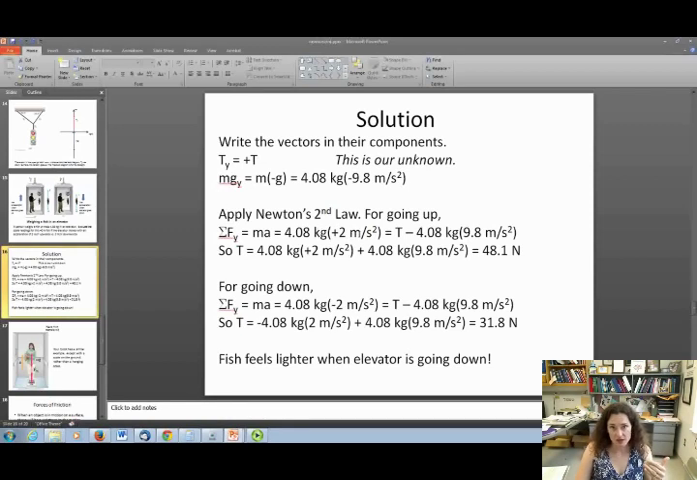That mass times acceleration I set equal to the sum of all my forces. So if I sum my forces up, I've got tension and I've got gravity, right? So T minus m times g. So that's T minus 4.08 kilograms times 9.8 meters per second squared. Another way to look at it is T plus 4.08 times negative 9.8, but I've just gone ahead and moved my minus sign out. Now I've got this full equation, and it's got only one unknown, and that's my tension, and so I can solve for my tension.